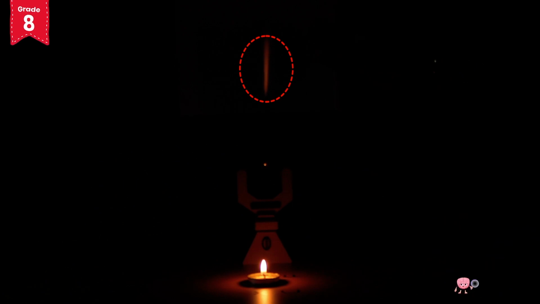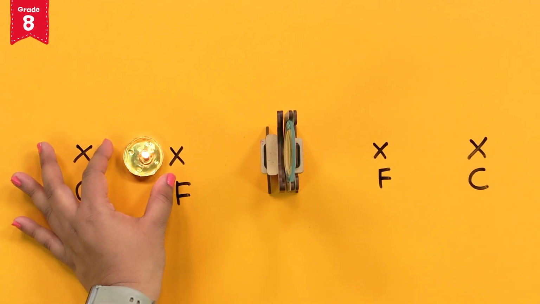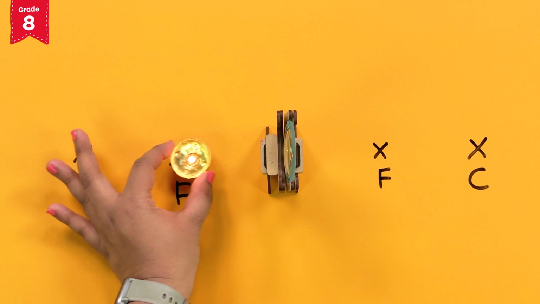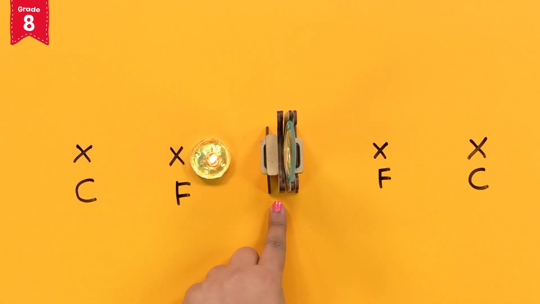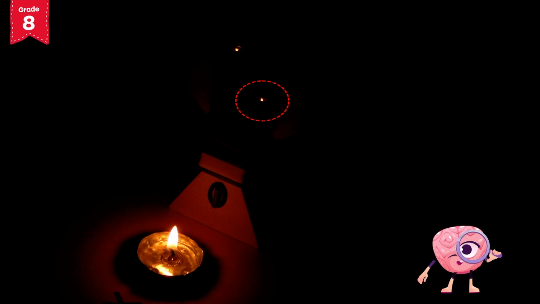Now, place the tea light candle between the lens stand and the focus. Can you see a virtual image has been formed which can be seen inside the lens?